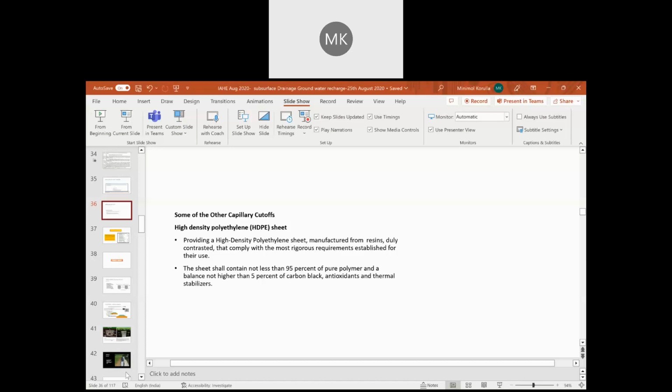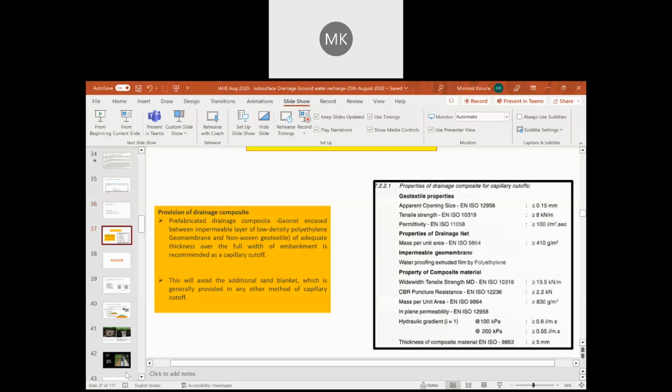So the placement is a big advantage. The productivity, that is, the length of drain we can place within a day or within a week, will be much higher than going for an aggregate drain. Now, what are the limitations?